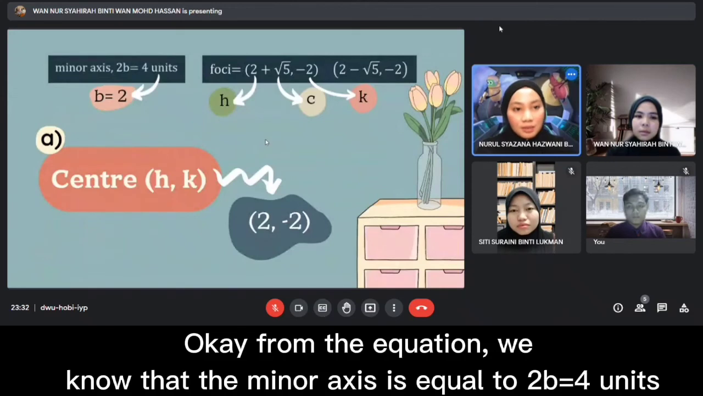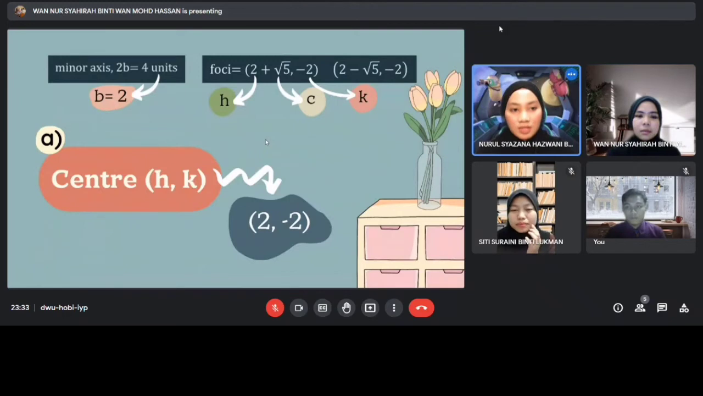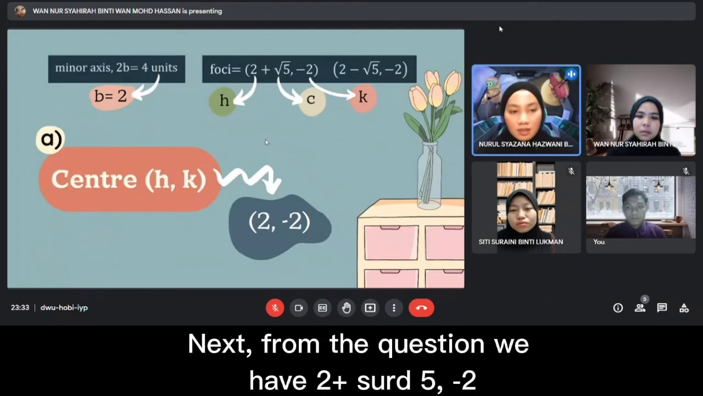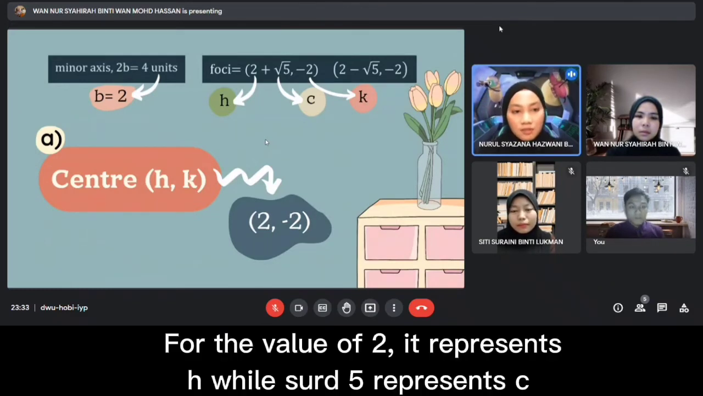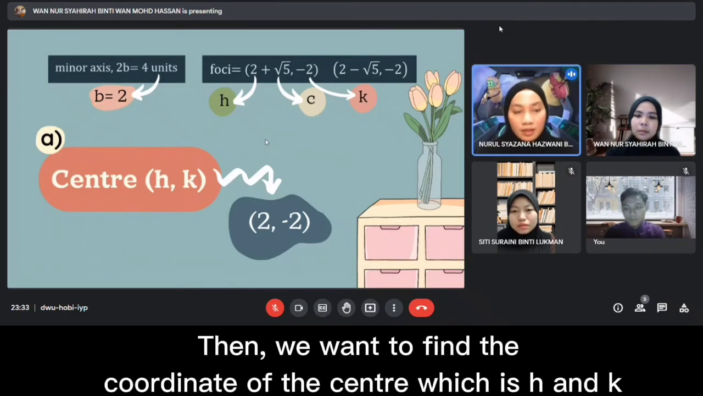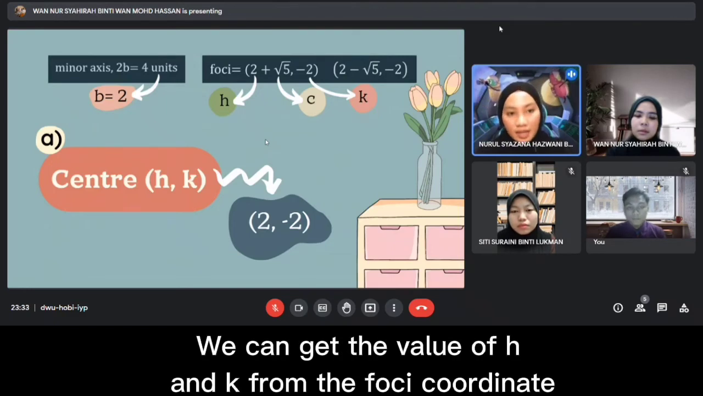Okay, from the question, we know that the minor axis is equal to 2b equal to 4 units. So the value of b is equal to 2. Next, from the foci, we have 2 plus root 5, negative 2. The value of 2 represents h, while root 5 represents c. As we know, c is the distance from the center to a focus, and negative 2 will represent k. Then, we want to find the coordinates of the center, which is h and k. We can get the values of h and k from the foci coordinates.